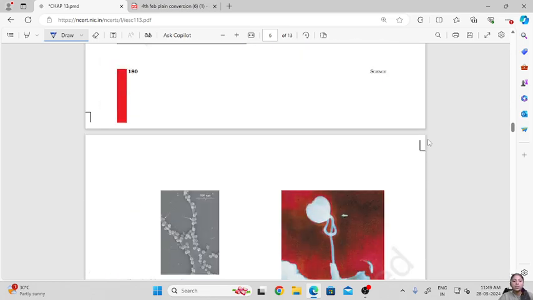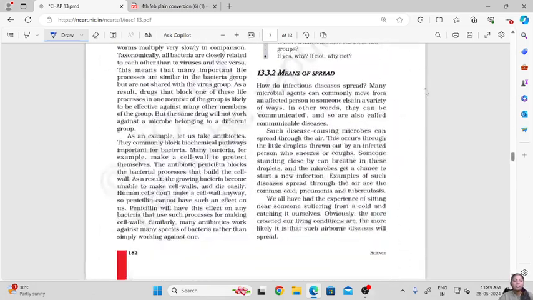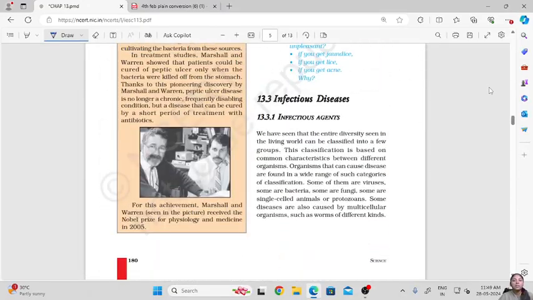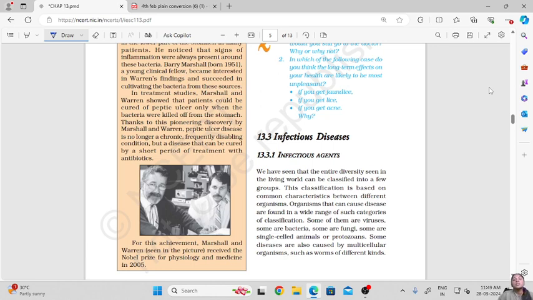learn the infectious agents and the means of spread of these diseases. So infectious agents. Do you know what these infectious agents or the disease causing microorganisms are called? They are called pathogens. So the disease causing microorganisms are called pathogens. This we have already learnt in the lower classes.